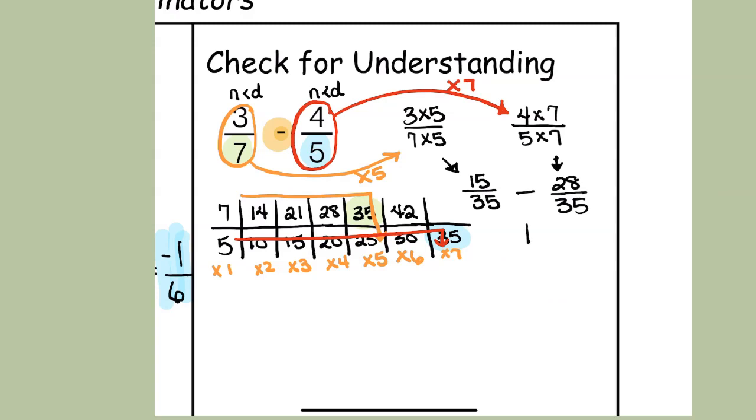Our in-between step, we have to show all of our steps in order to subtract proper fractions with like denominators. We take the numerators and we subtract those there. There we go. And then that gives us our negative 13 over 35 as our answer. Because 1 is a prime number, it cannot be simplified with 35. So that's what we have there.